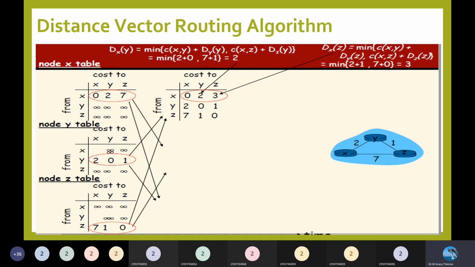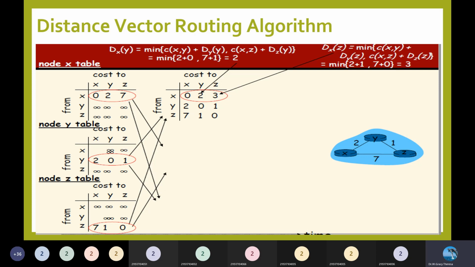So we have a total of 3 nodes here. Please be careful here. We have 3 nodes: x to y and y to z, and the path cost is defined. Now, using the distance vector routing algorithm and the Bellman-Ford equation, we are going to update the table of x, the table of y, and the table of z.